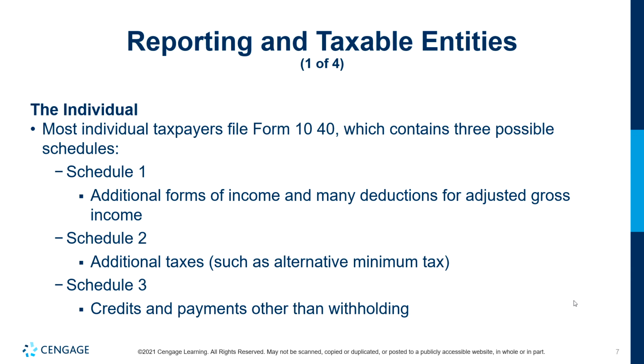Now, the 3 schedules that we have are the ones we show right now. We have Schedule 1, which basically is additional income and many deductions for adjusted gross income. Schedule 2 is additional taxes, such as our alternative minimum tax that we're going to talk about later in the course. Schedule 3 gives us the credits and payments other than withholding. We have to know all 3 schedules to basically find information that we need for any taxpayer.